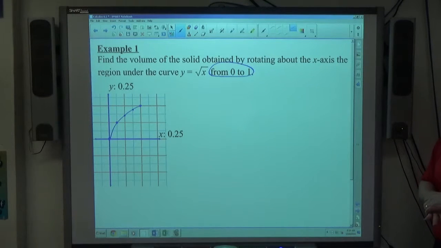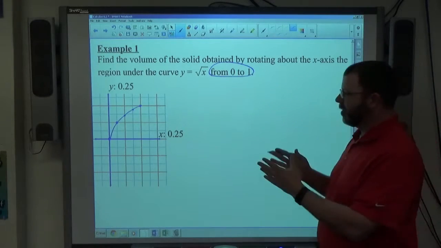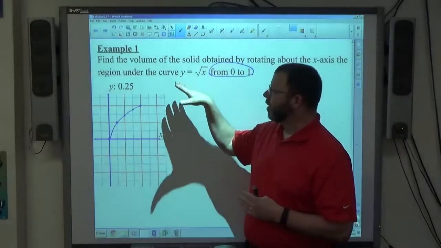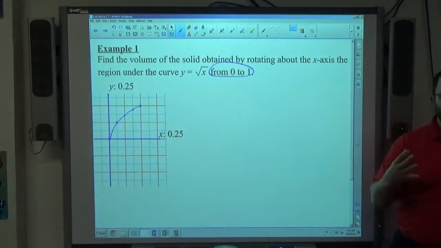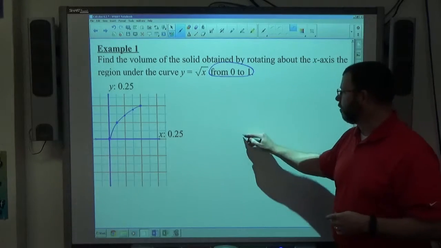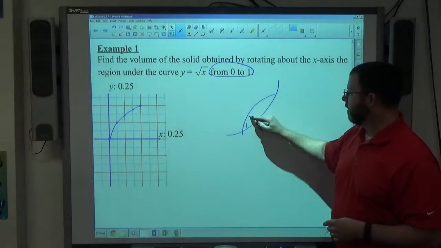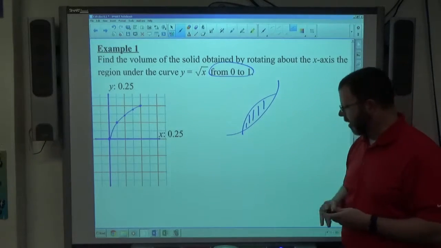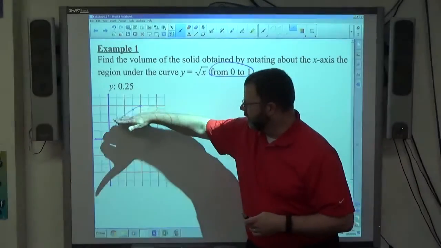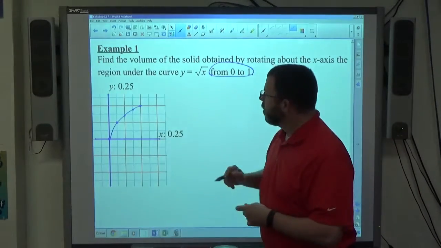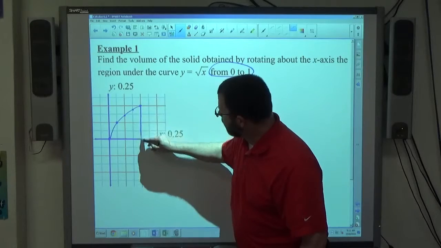Now, every region that you're going to get is assumed to go down to the x-axis. Unless it says region bounded by, then you're going to be between two curves. If it says region bounded by curve 1 and curve 2, that's my region. But if it says under the curve, they simply mean under the curve till you hit the x-axis and you stop. So my ending point is here.